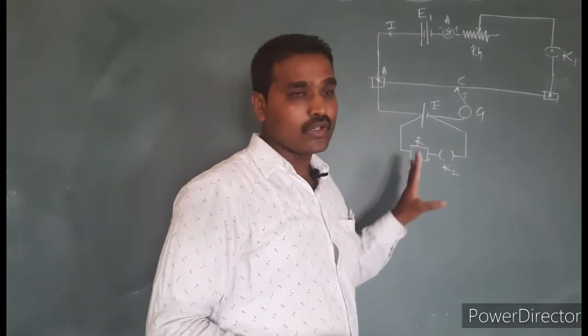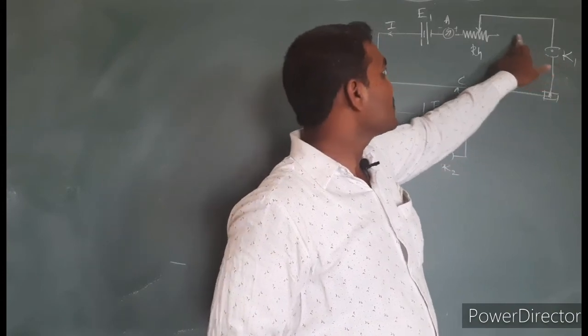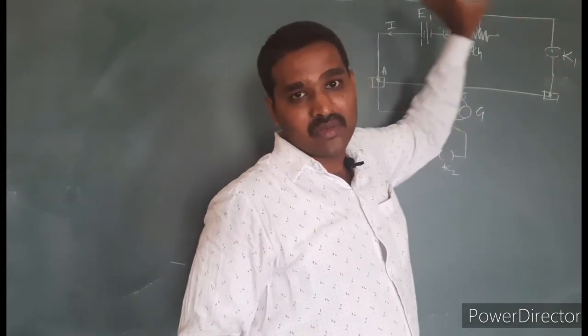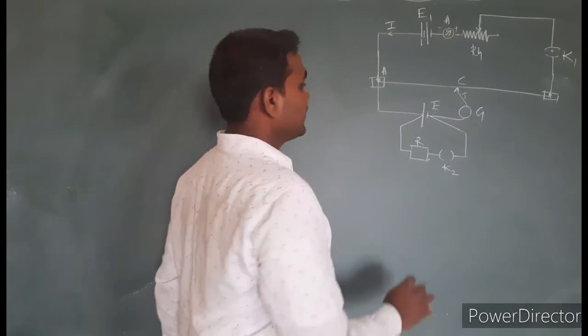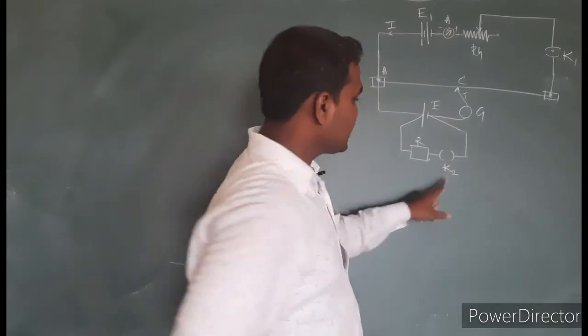Now initially, let us close this key K1. When the key K1 is closed, current starts flowing through this primary circuit. Then let us keep this K2 open.